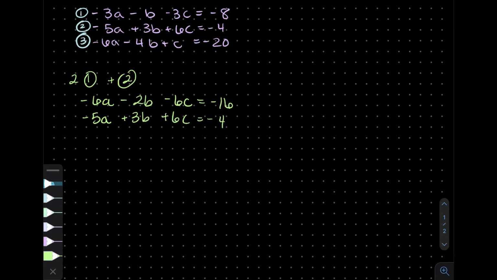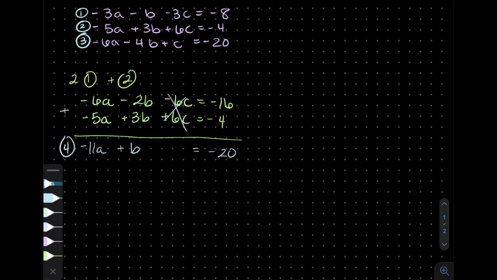Okay, and then from there, I'm just going to add them straight down. So when I do this addition, -6a plus -5a is going to be -11a. -2b plus 3b is going to be positive b. That was my fatal flaw when I did it in class. -6c plus 6c is a zero pair, it's going to cancel. And then -16 plus -4 is -20. So that's our new equation. I'm going to call this equation 4, just for reference later.